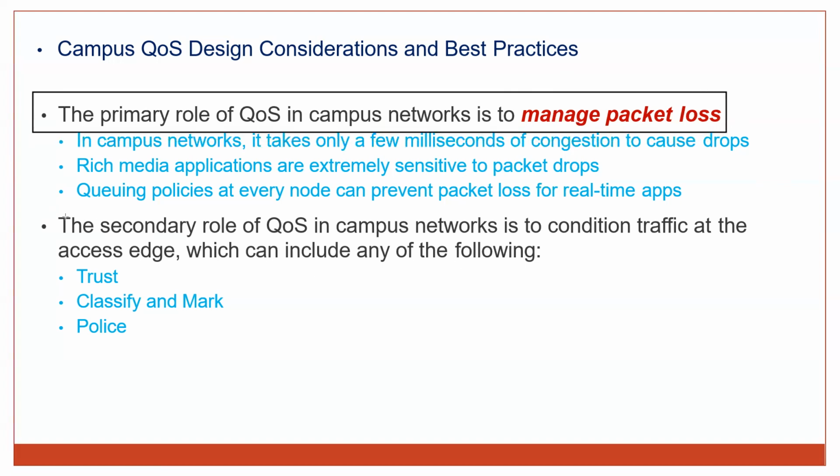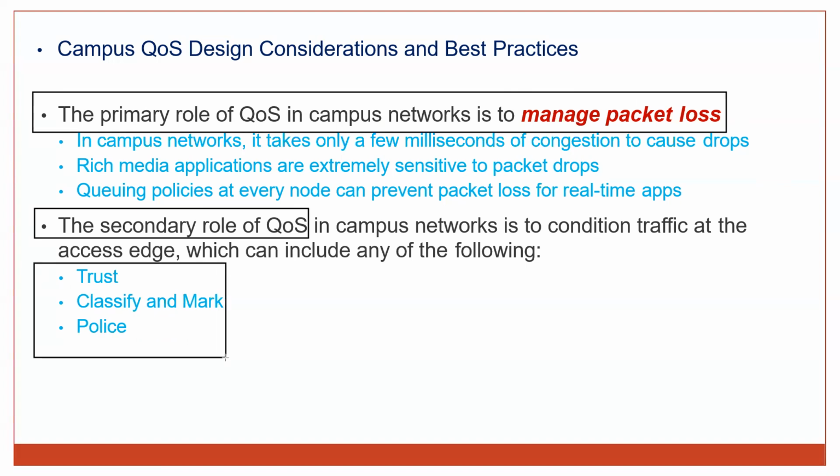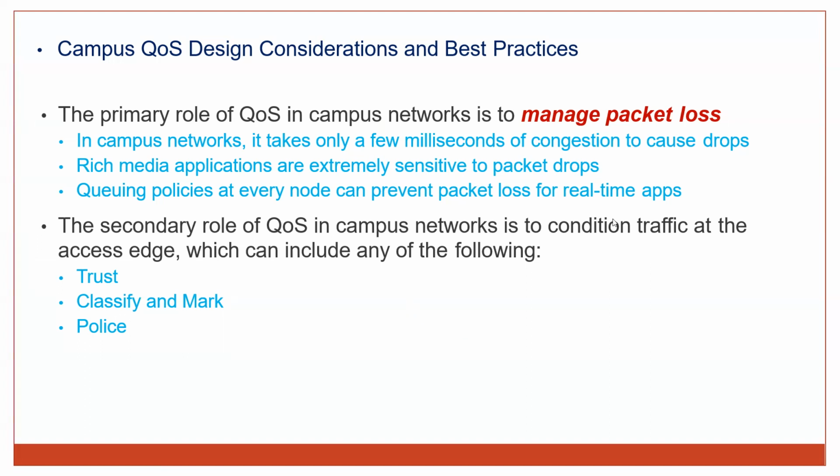Then the secondary goal of QoS is that you can classify the packets, that is, condition traffic at the access edge. So you can use the trust policy. We'll see what it means by trust. You can do classification and marking. You can do policing. Right. So the two QoS goals: the first goal is to manage packet loss, and the second is to do classification and marking, that is, conditioning the traffic at the access edge.